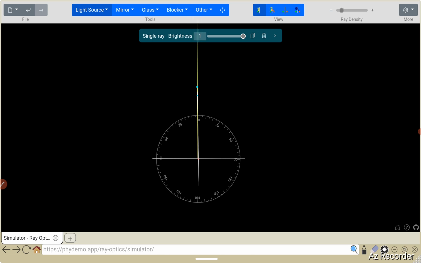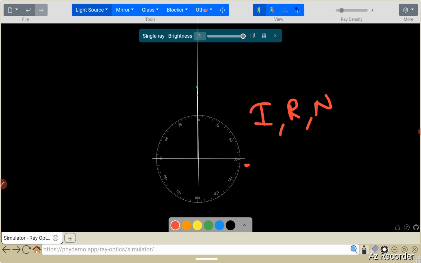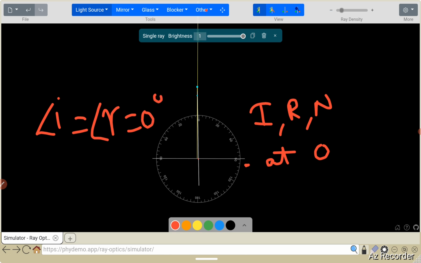Correct. Now observe here. When the light ray is incident on the normal, the incident ray, reflected ray and normal at the point of incidence are on the same line, you can see. So here if you take the angles, angle I is equal to angle R and both of them are equal to 0 degrees because angles are always measured from the normal. Don't forget. Okay.